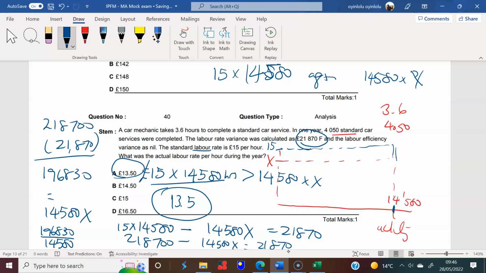I think the graph is a good way to do it, but again, if you can see what you're trying to do, you would have seen that you had to find the total amount of labor cost and divide that by the total number of hours to get the actual labor rate per hour.